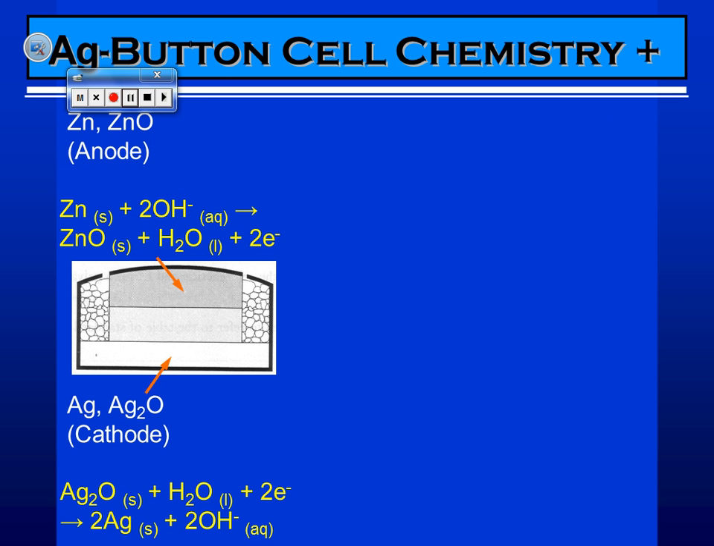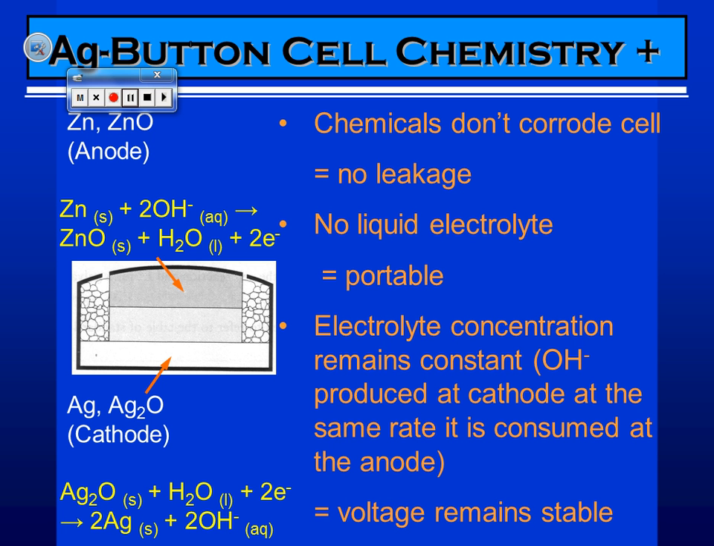Now let's look at the positives of the chemistry. Similar to how we looked at the positives and negatives of the chemistry of the dry cell, this is the positives and negatives of the chemistry of the silver cell. So first of all, a big positive, especially compared to the dry cell, is the chemicals do not corrode the cell. You've got a basic solution here which won't corrode metals, and you've also got a stainless steel case which is fairly unreactive, and therefore the chemicals don't corrode the cell. There is no liquid leakage. Similar to the dry cell, there's no liquid electrolyte, which means it's portable. And this is probably the big feature compared to the dry cell.